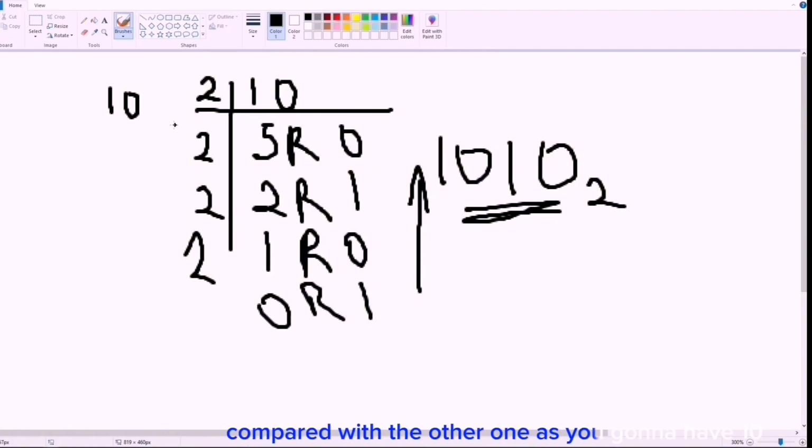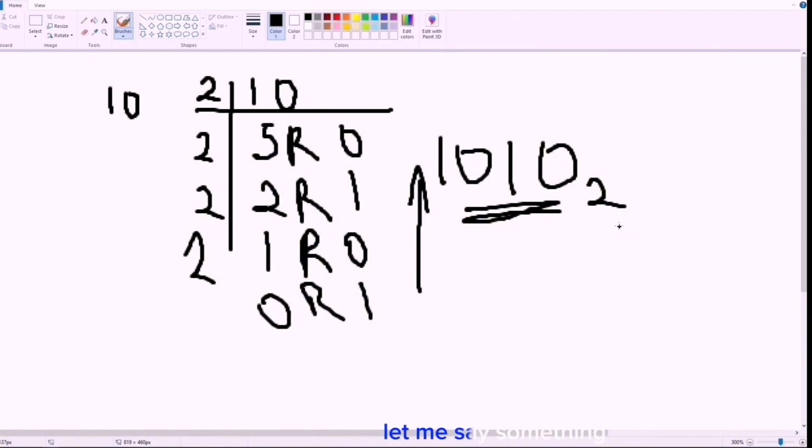Assuming I have 10 bitwise 12. So 12 will also be converted to a binary form, and the last bit of 10 will be compared with the last bit of 12, and so on and so forth.